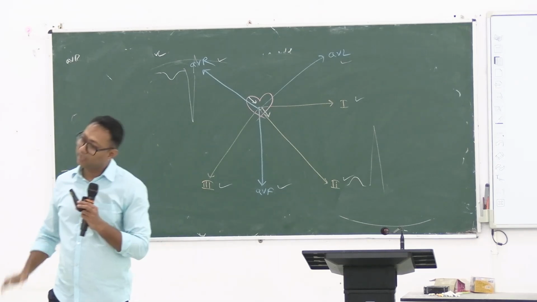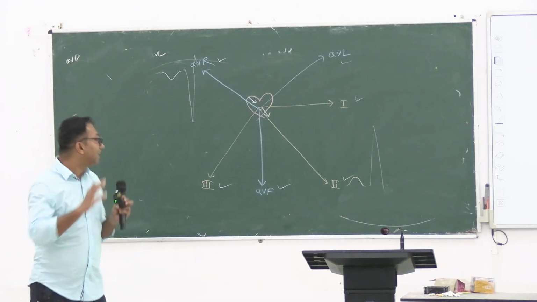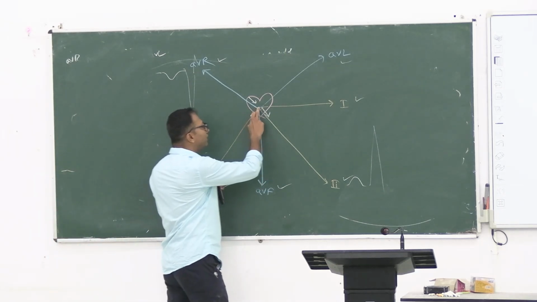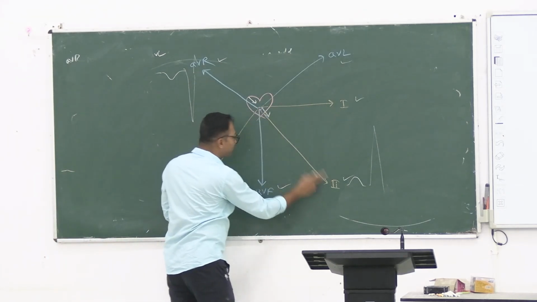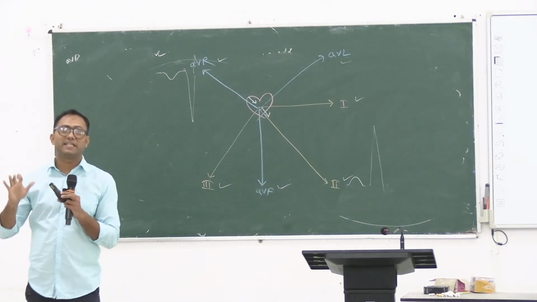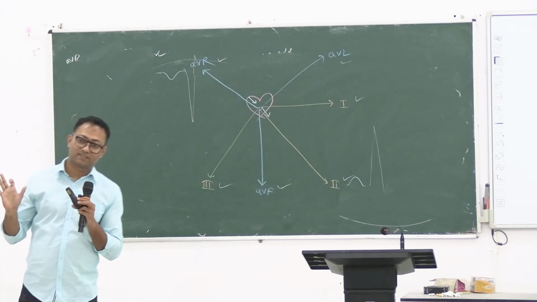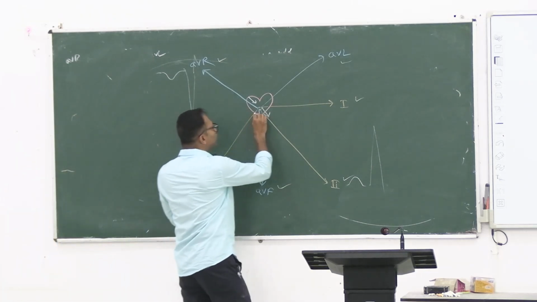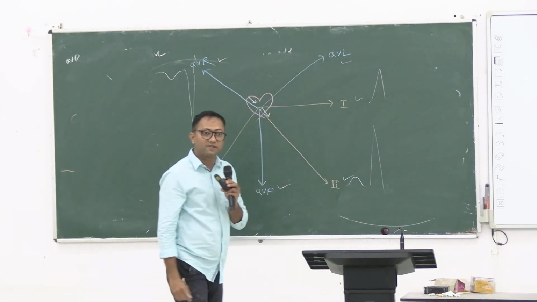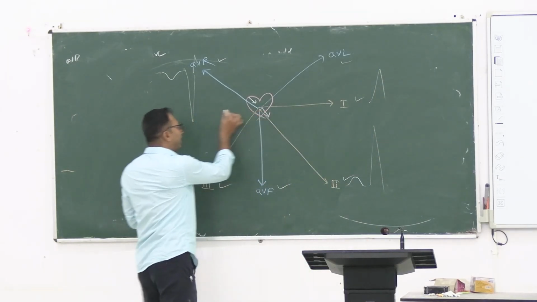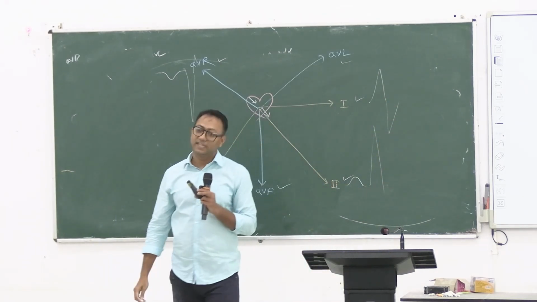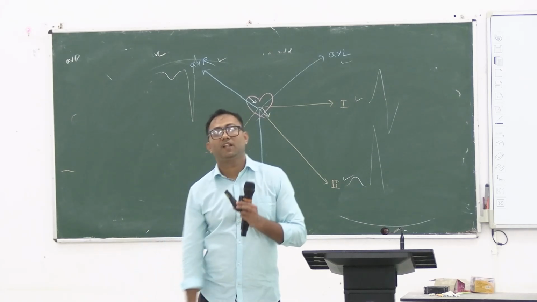Okay. Correct? Now, depending on whether the girl is moving towards this boy, this boy, this boy, this boy, there will be positive or negative deflection. Clear? So, if the girl moves towards this guy, there will be positive deflection. Right? If the girl moves away here, there will be negative deflection. Clear? Okay.